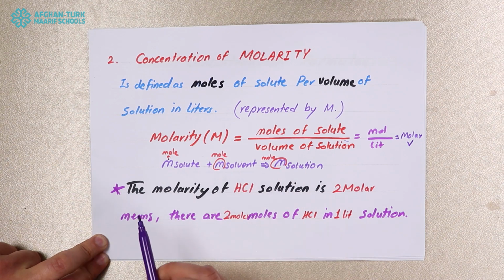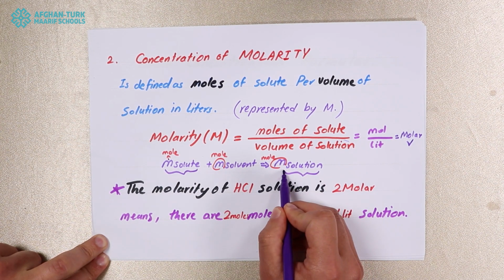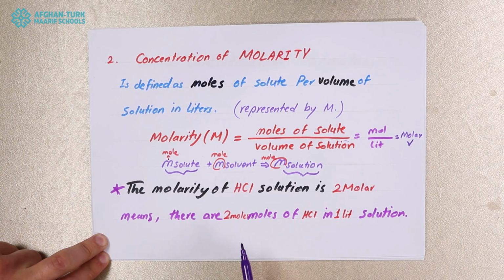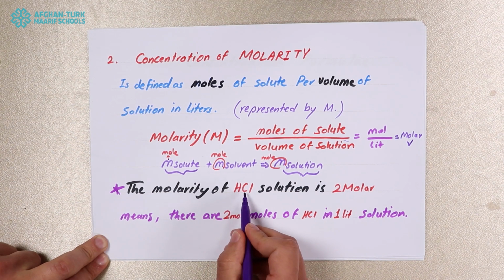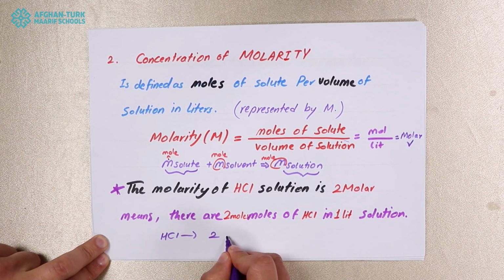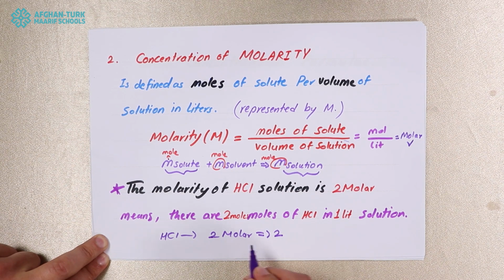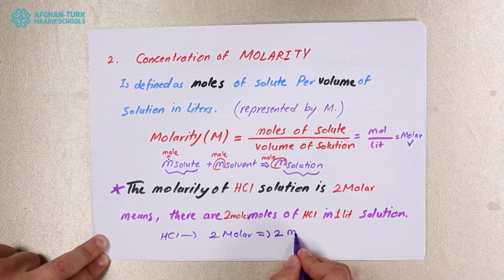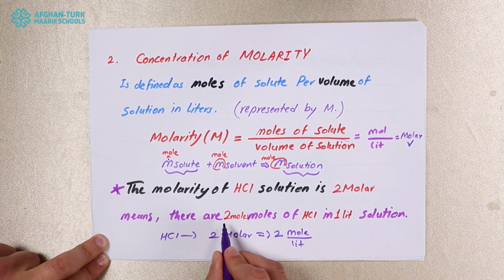For example, you will understand more about molarity. When you dissolve moles of solute into the volume of the solution, it gives you the concentration of molarity. What does it mean? For example, the molarity of an HCl solution is 2 molar. Molar means mole per liter. It means there are 2 moles of HCl in 1 liter of solution.